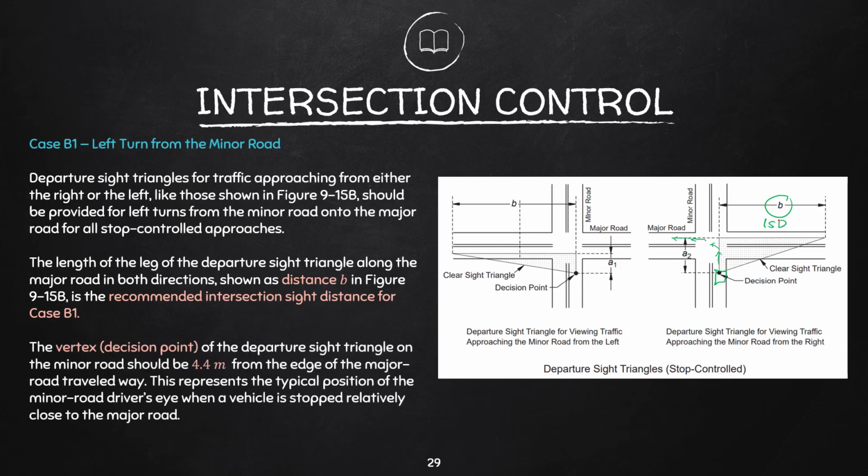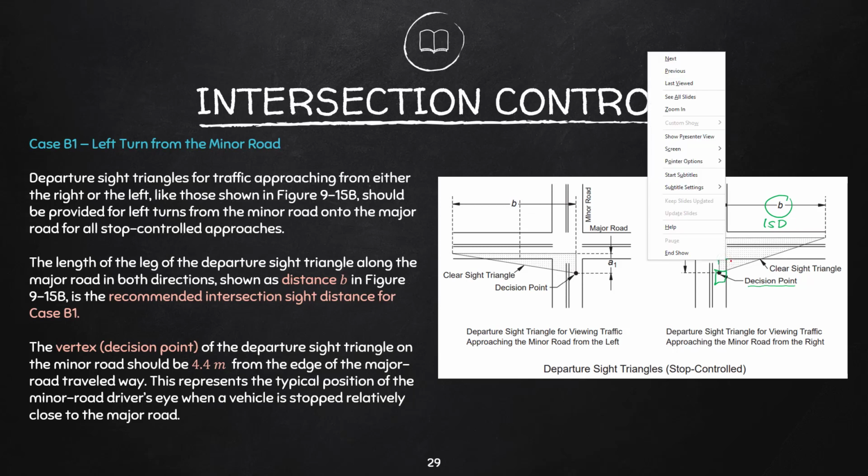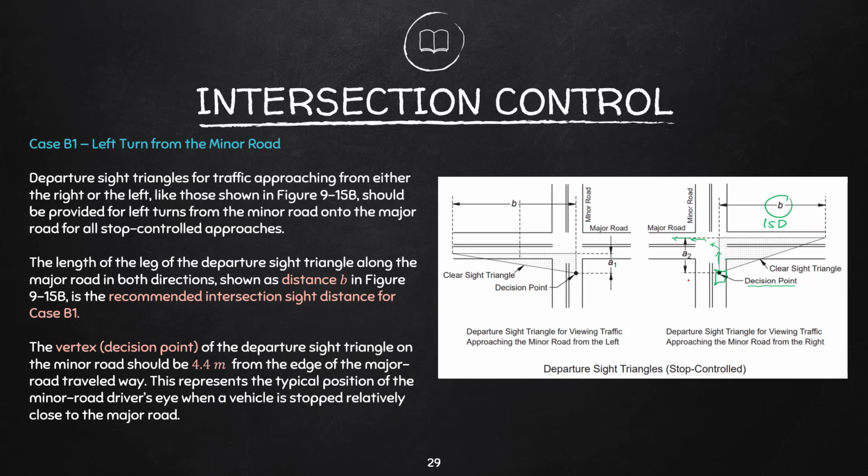The vertex or the decision point, this portion of the departure side triangle on the minor road, should be 4.4 meters from the edge of the major road traveled way. So from this decision point up to this edge, that should be equal to 4.4. So let me put it here. This represents the typical position of the minor road driver's eye when a vehicle is stopped relatively close to the major road.